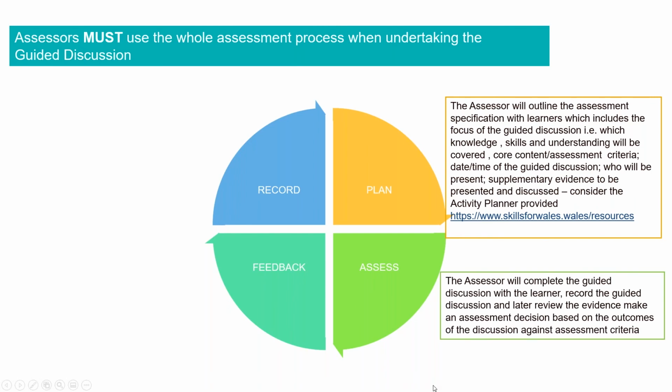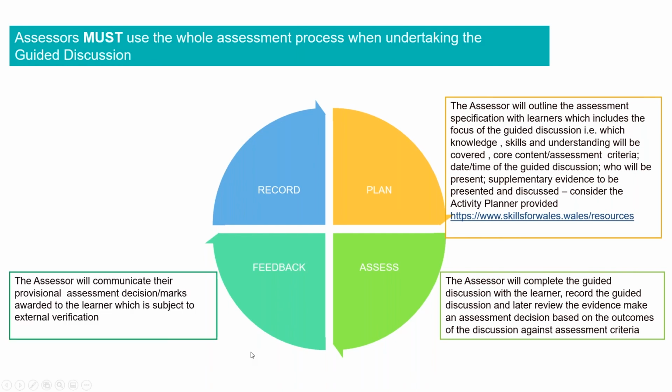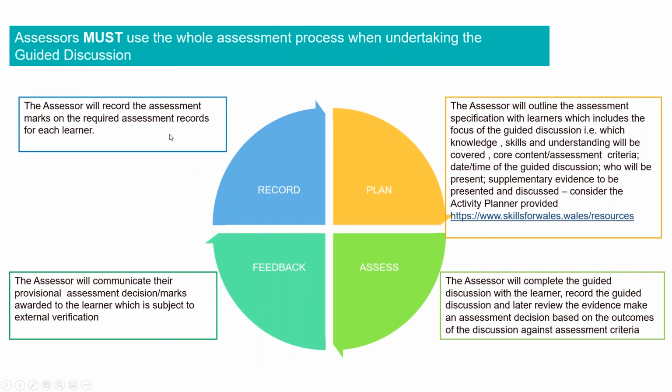The assessor will complete the guided discussion with the learner, record the guided discussion, and later review the evidence and make an assessment decision based on the outcomes of the discussion against assessment criteria. The assessor then has to feed back and communicate their provisional assessment decisions and marks awarded to the learner, which is subject to external verification. The assessor will record the assessment marks on the required assessment records for each of the learners, and that will be saved by the centre.